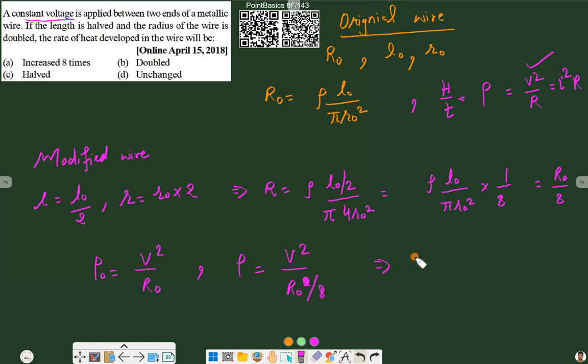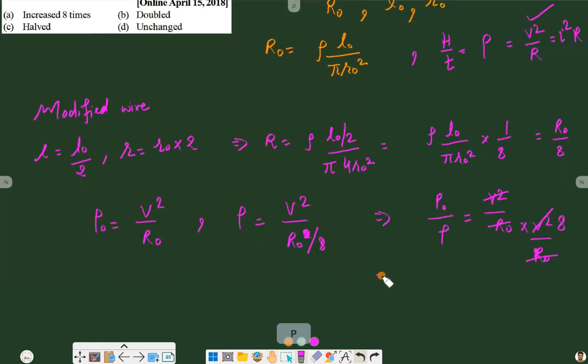So if we find the ratio P node by P, it will become V square by R node divided by V square by R node divided by 8. So 8 will go here, and V square gets cancelled. So P node by P is equal to 1 by 8, or we can say P is equal to 8 times P node. So power consumption is increased 8 times. So option A will be the right answer. Moving to the next question.